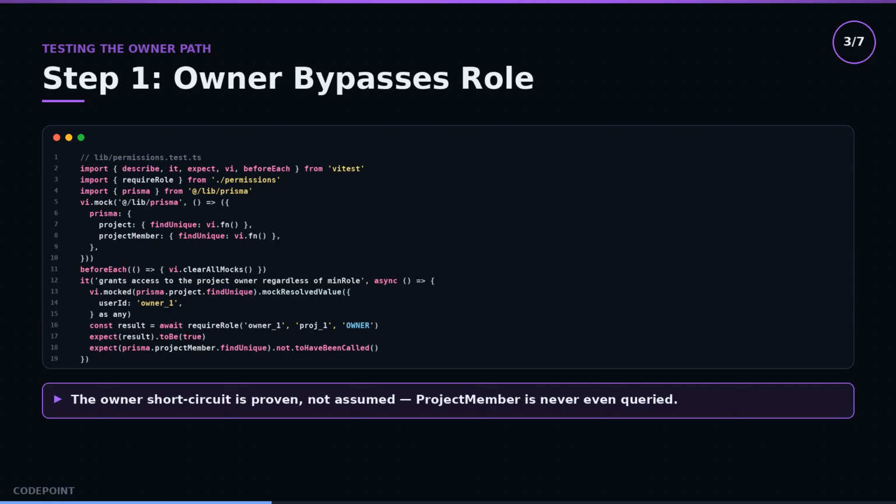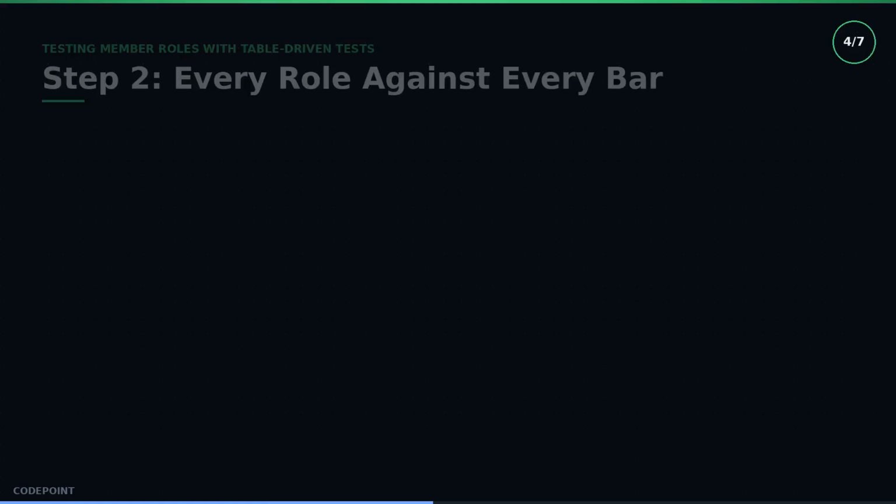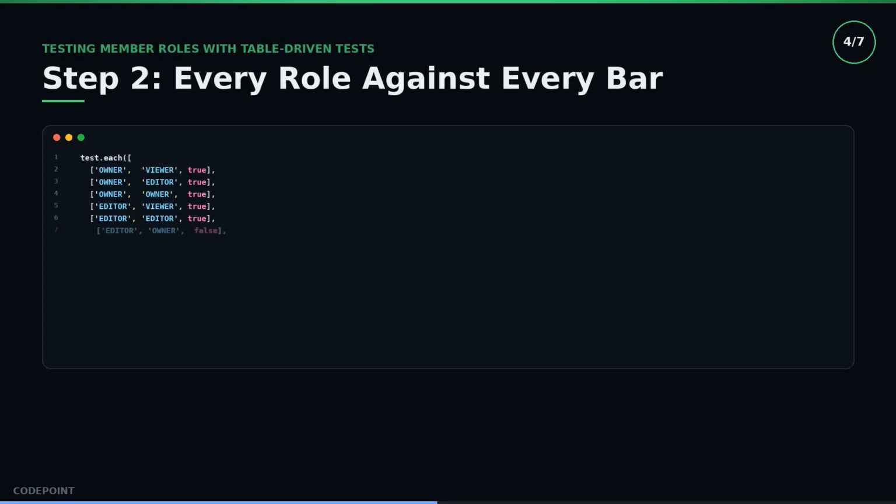That last assertion is doing real work. It proves the function short circuits on ownership and never even queries projectMember for the owner's own project. That's not just a performance detail. It's confirmation that two access paths from Video 10 are wired the way the design intended, not just happening to produce the right answer. Testing member roles with table-driven tests.